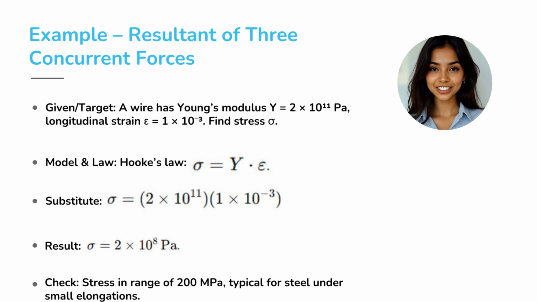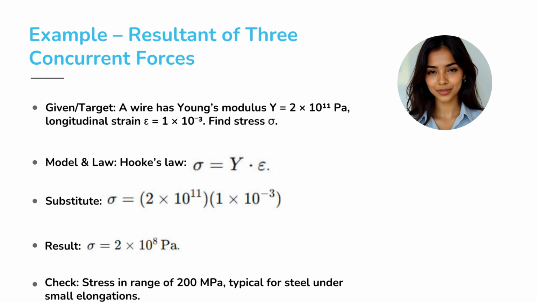Alright, let's test this law with an example. Suppose we have a wire with Young's modulus equal to 2 into 10 to the power 11 pascals. The wire is stretched such that the longitudinal strain, epsilon, equals 1 into 10 to the power minus 3. We want to find the stress. Step 1. Write Hooke's law. Sigma equals Y multiplied by epsilon.